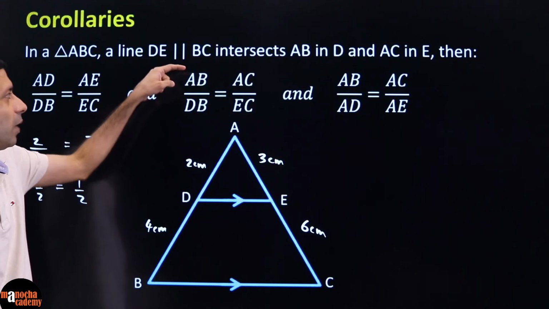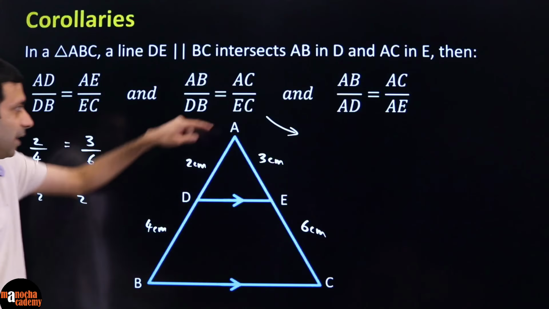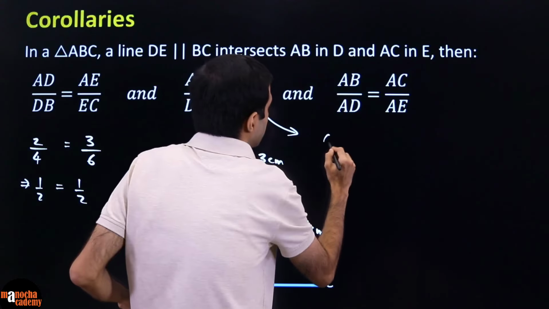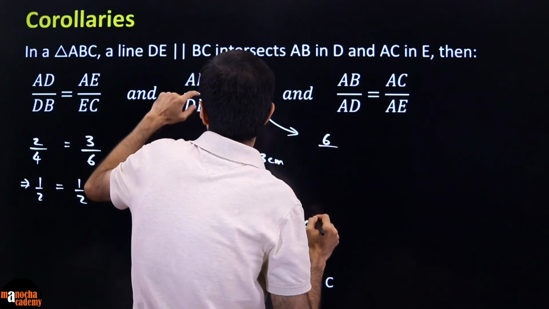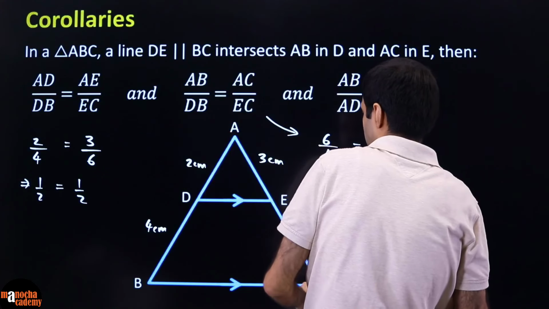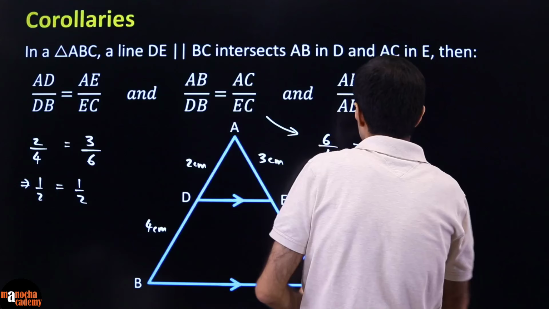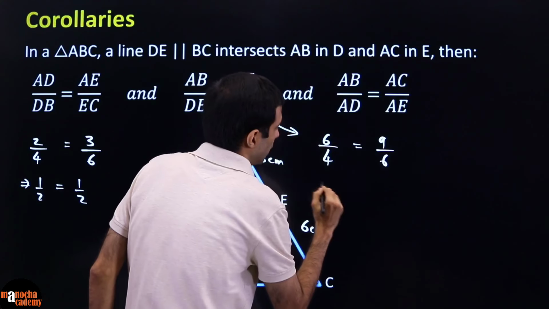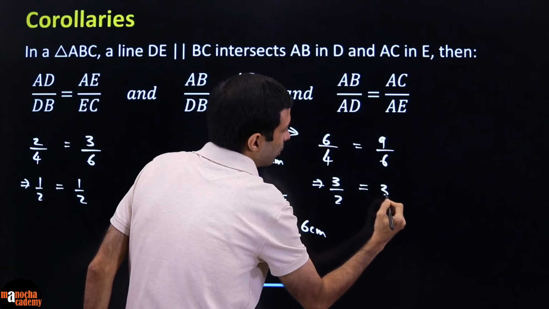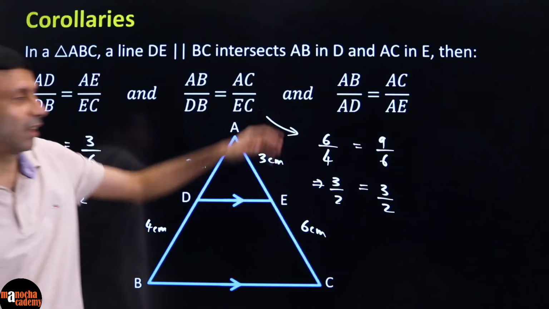Now if you want to prove this one, AB by DB, what do we get here? AB is this entire length. That means you add it up, 2 plus 4. So I'm getting 6 divided by DB, 4. Needs to be equal to AC, the entire length is 6 plus 3, 9, divided by EC, which is 6. And now you guys can confirm and check, this is going to be 3 by 2, this is also going to be 3 by 2. There you go. And you can check the last one also.